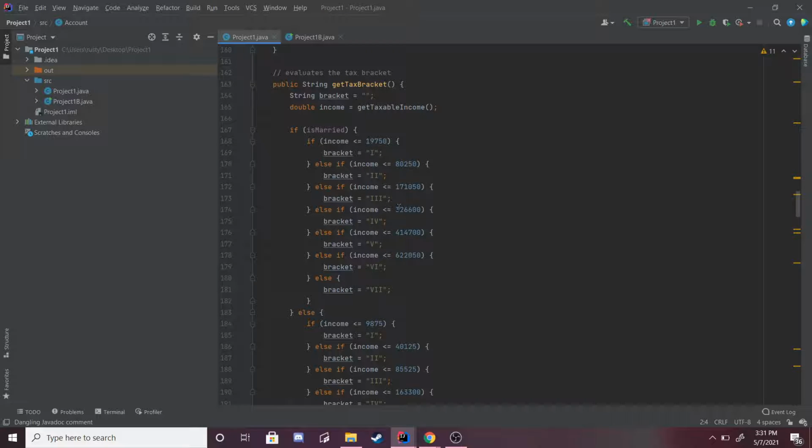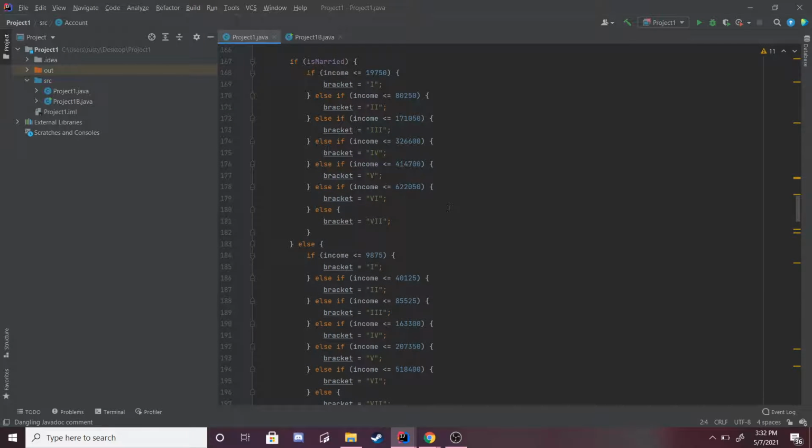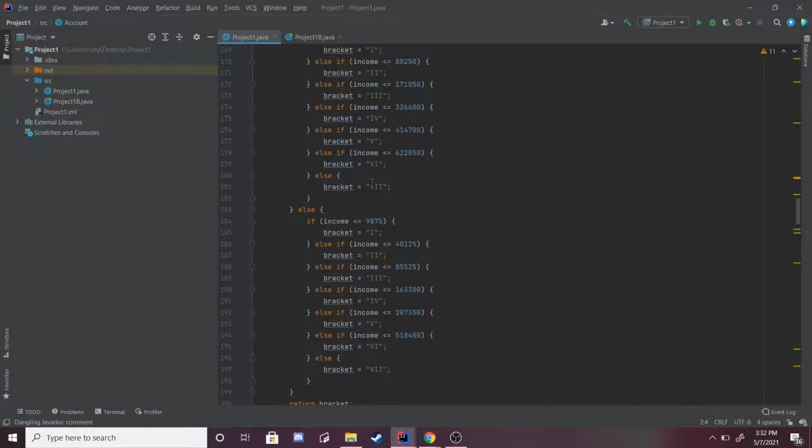Income is less than or equal to 171,050 for bracket 3. Income is less than or equal to 326,600 for bracket 4. Income is less than or equal to 414,700 for bracket 5. Income is less than or equal to 622,050 for bracket 6. And then there's bracket 7.